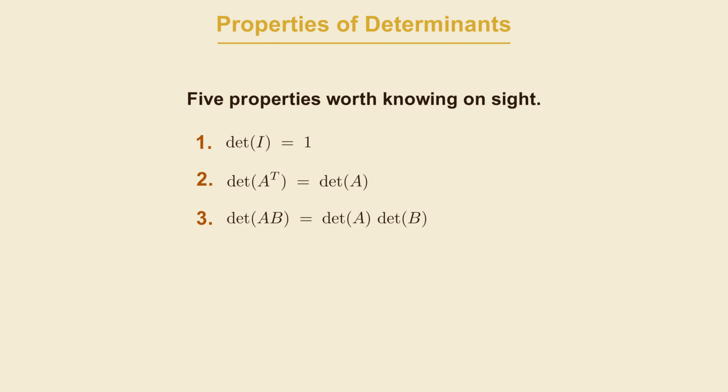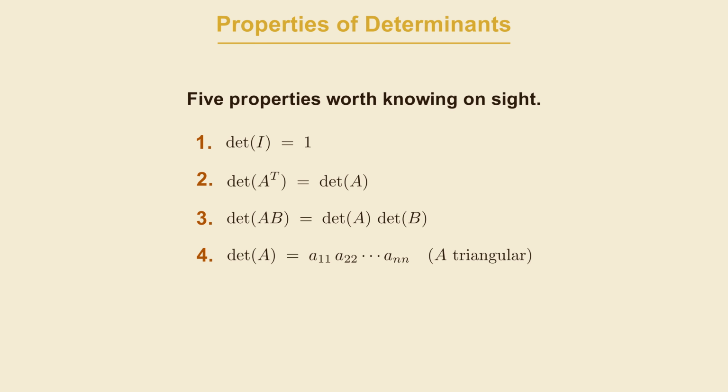Fourth, if the matrix is triangular, meaning either all the entries below the diagonal are 0, or all the entries above the diagonal are 0, then the determinant is just the product of all the diagonal entries. So no cofactor expansion is actually needed. If you can spot a triangular matrix, all that work disappears.